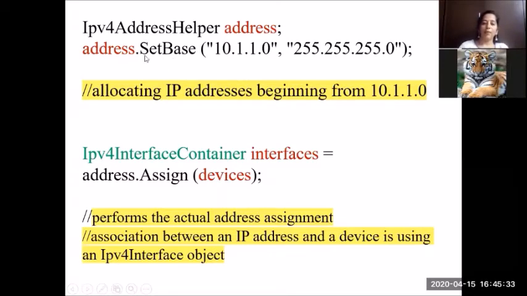So I'll use a method called set base address, and I'll set the base address of the first link at 10.1.1.0. Now I should assign the addresses to the two interfaces at the two ends of that first link. One end will be in node 0, the other end will be in node 1. For that, I'll use a class known as IPv4 interface container.